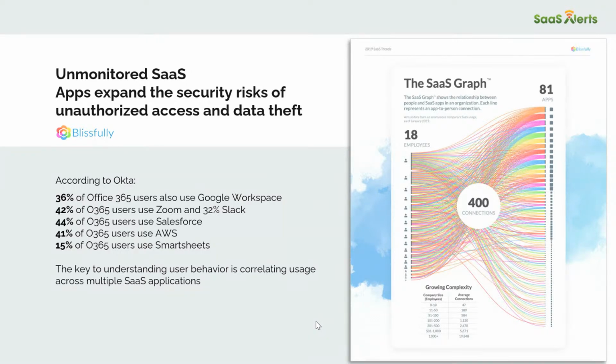So this is an interesting chart because the information on the right hand side of the screen is from Blissfully, and it shows an 18-person organization connecting to 81 different applications. Each one of these lines represents an app to person connection. It's 400 different connections. That is a traffic jam with all sorts of major security implications right there. Dude, that is crazy. Right.